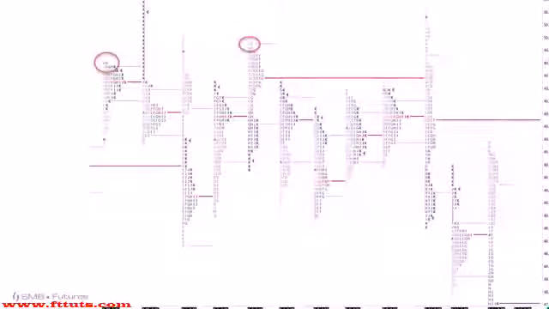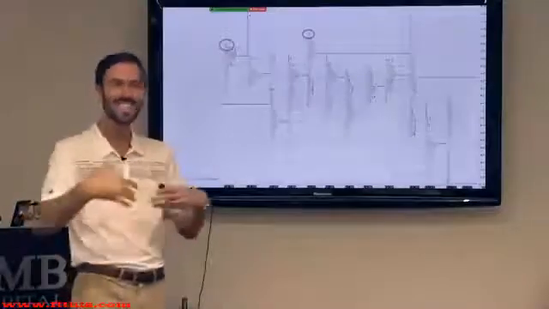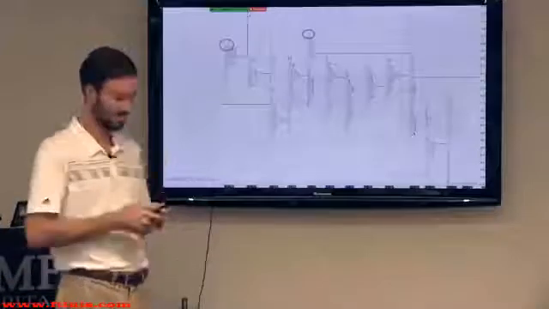These aren't very good examples of it, but very often you'll have a poor high, and all the market needs to do is just go wick that area, and then it can actually go lower. It just needs to accomplish that. It's very weird.